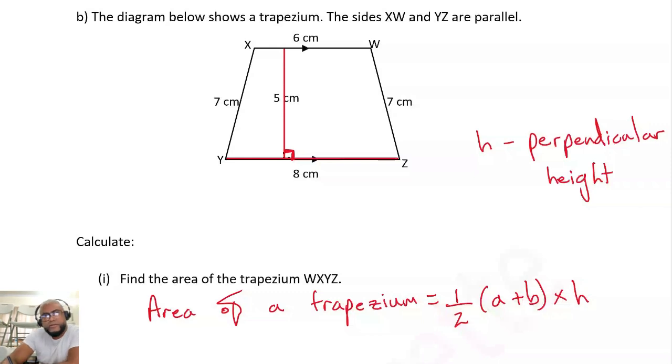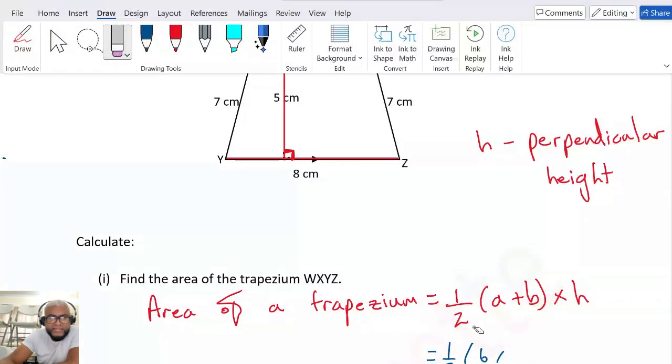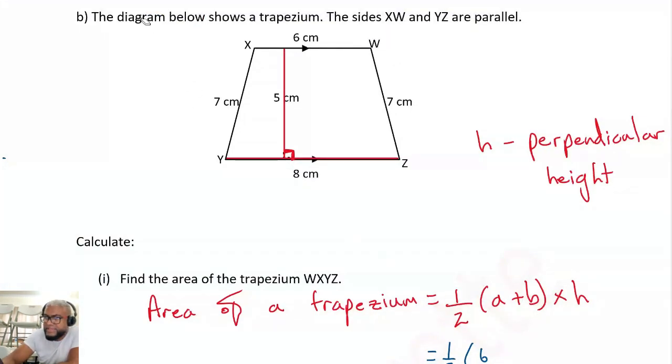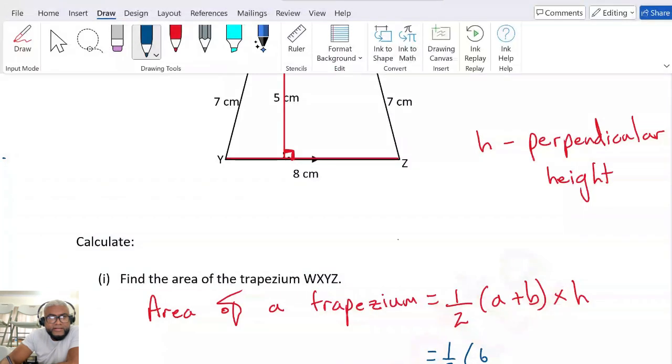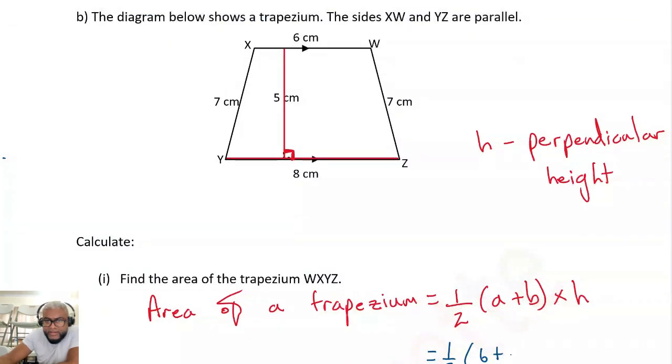Yes, sir. What's A and B for this question, Dennis? A and B is 6 and 8. Excellent, Dennis. It's good when I call on a student and you're paying attention. And we already said that the height is 5.